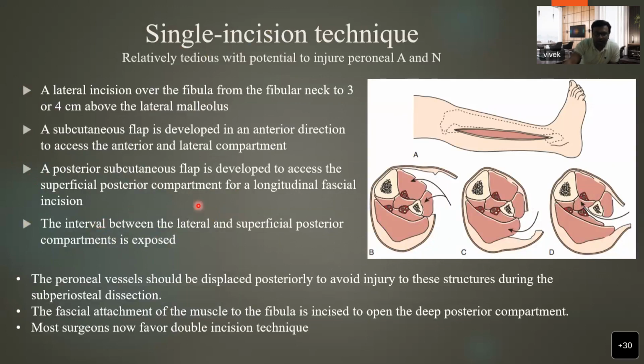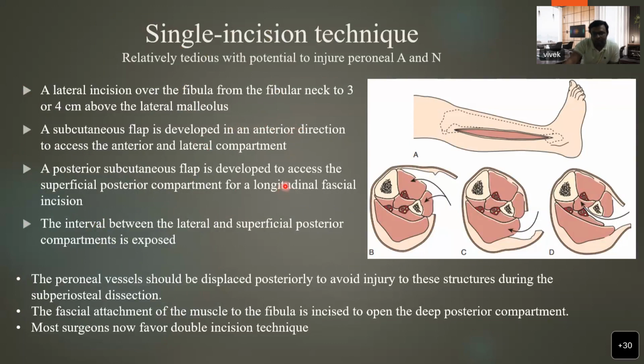The single incision technique of fasciotomy is relatively tedious, with potential injury to the peroneal artery and nerve. Here, a lateral incision is given over the fibula from the fibular neck to 3 to 4 centimeters above the lateral malleolus. Then subcutaneous flaps are developed to access the anterior and lateral compartment, as in the double incision technique.